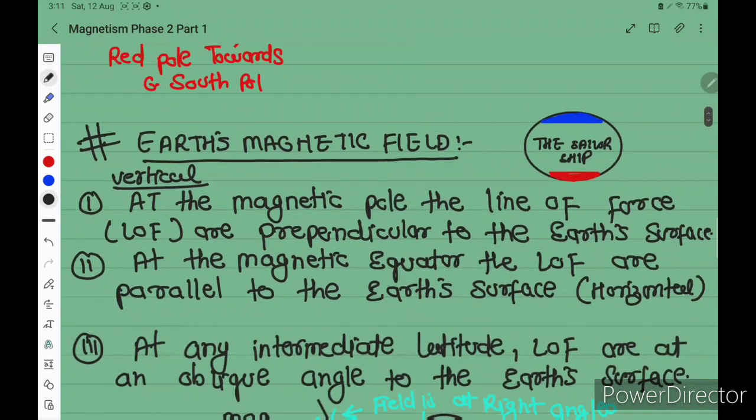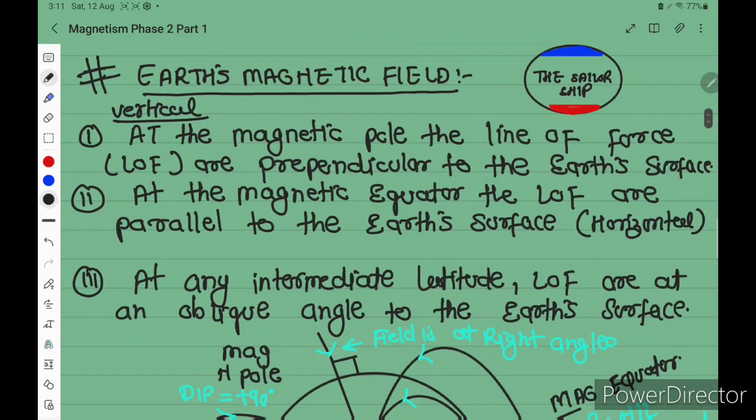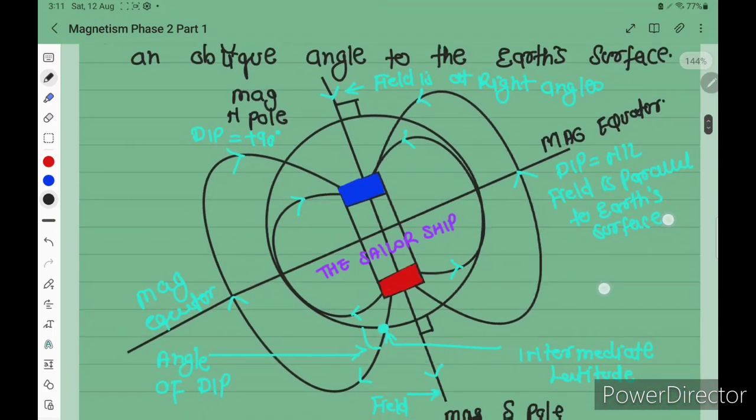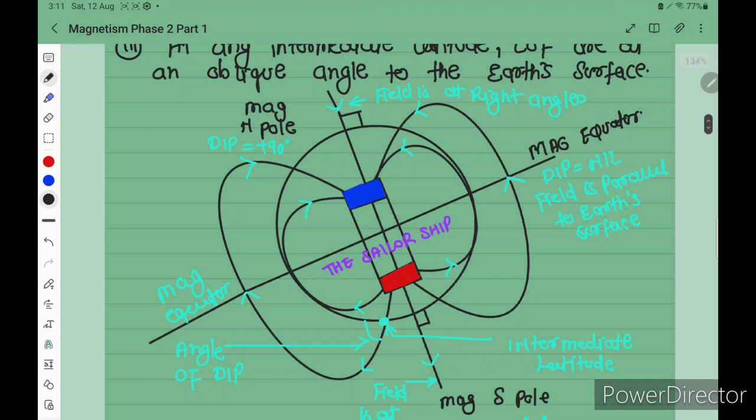Now in earth magnetism, just remember this: blue on the north and red on the south. At the magnetic poles, the lines of force are perpendicular to the earth's surface. At the magnetic equator, the lines of force are parallel to the earth's surface, horizontal. At any intermediate latitude, the lines of force are at an oblique angle to the earth's surface. So you can see this is earth magnetism, the blue on the north side, red on the south side, the lines of force leaving from the red and entering the blue pole.